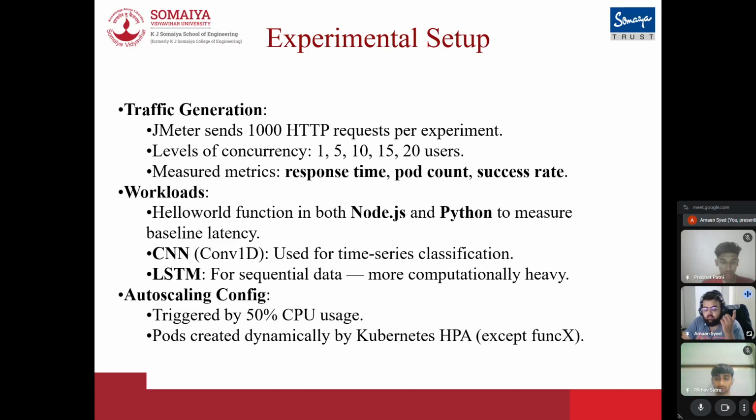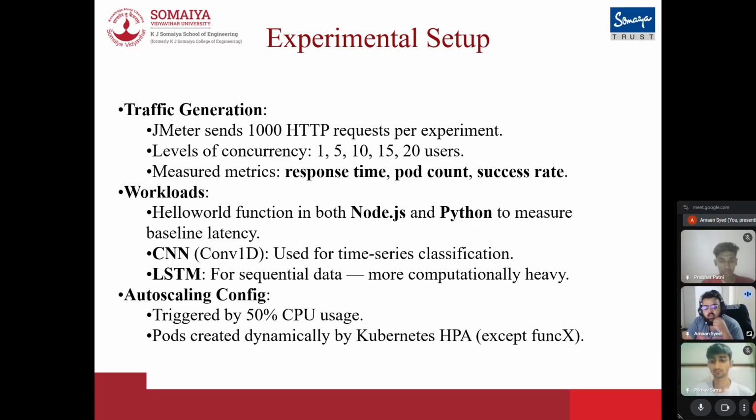In addition to response times, the study also tracked the success rate of the requests and the number of containers, or pods, spawned under load as an indicator of each framework's auto scaling behavior. The workloads tested included a hello world function, a trivial function implemented in both Node.js and Python serving as a baseline for latency. CNN inference, a one-dimensional convolutional neural network model processing segments of time series data from the HAR dataset, simulating IoT data analytics. LSTM inference, a long short-term memory model used for sequential prediction tasks, providing a more computationally intensive challenge.